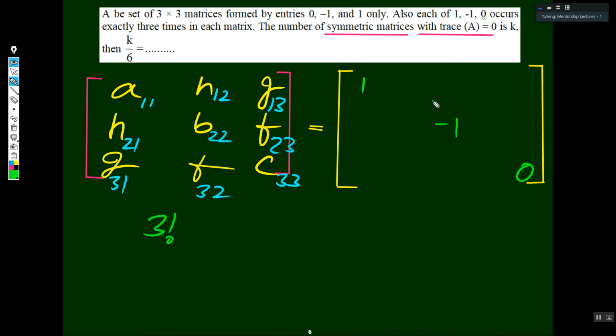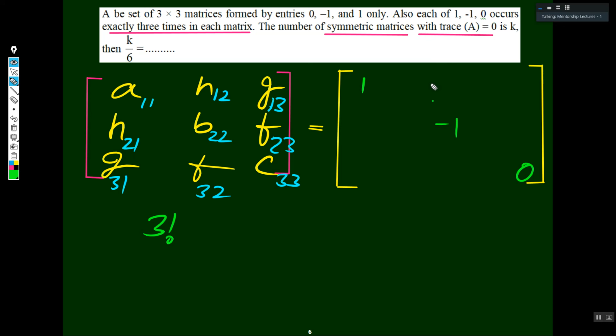Minus 1, 0. And a very important thing is, again, 3 factorial will come. We only need to take 3 places. Just a moment. What he's saying is exactly 3 times in each matrix, he's saying. So we only need to take 3 places. Then it will be mirrored because it's symmetric. So again, 3 factorial will come.